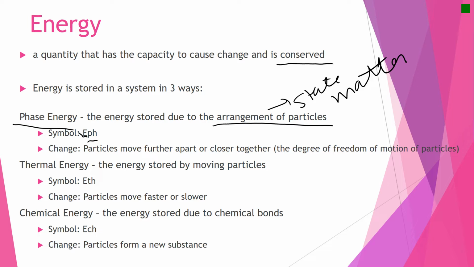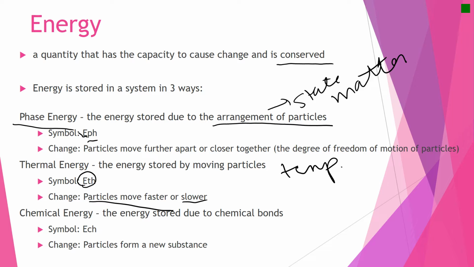Okay, thermal energy. Thermal energy is how fast things are moving. So thermal energy, how we measure it is as temperature. Okay, so the temperature change. So if we have an increase in temperature or a decrease in temperature, we are changing our thermal energy. We are symbolizing that as ETH. Okay, and how do you change that? You make the particles move faster or slower.